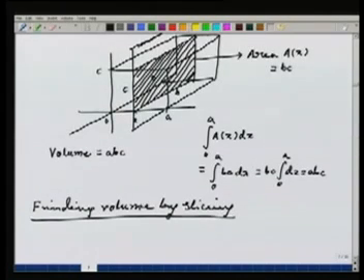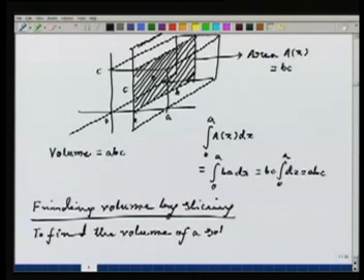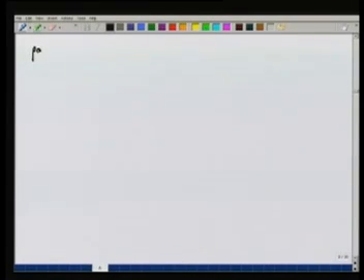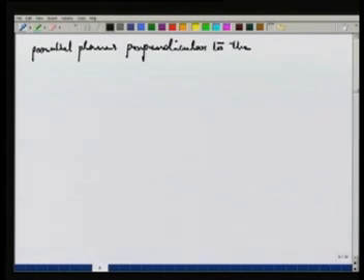So suppose a body is given to you. To find the volume of a solid bounded by two parallel planes, perpendicular to the x-axis, at, let us say, x equals a and x equals b.